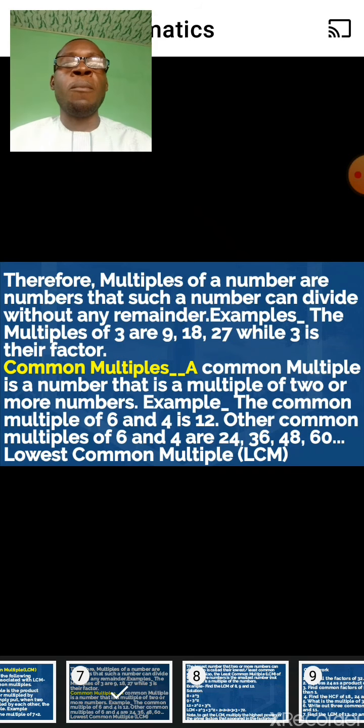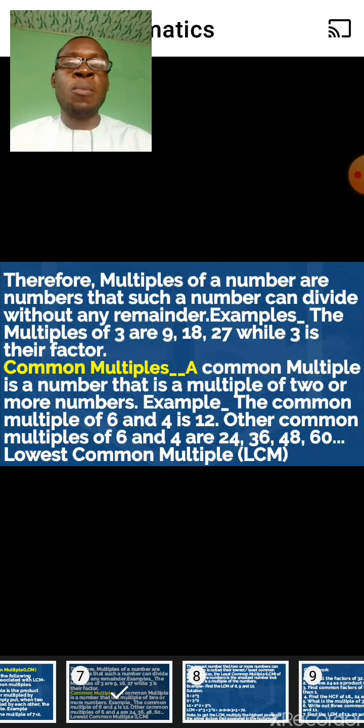Therefore, multiples of a number are numbers that such a number can divide without any remainder. Examples, the multiples of 3 are 9, 18, 27, while 3 is their factor. That means 3 can divide each of the numbers. We go to common multiples.